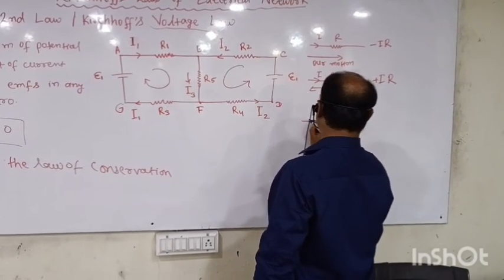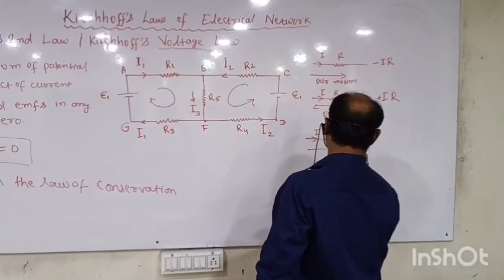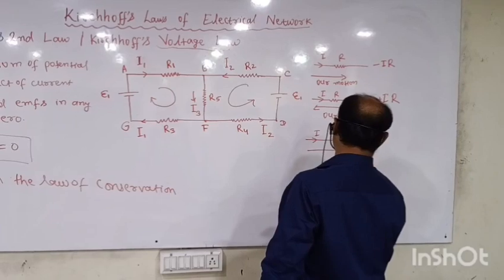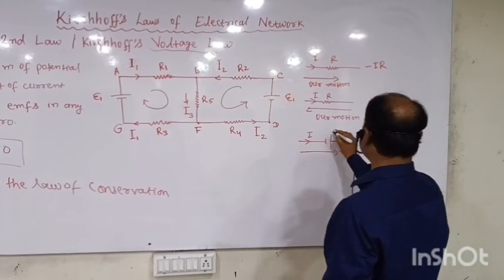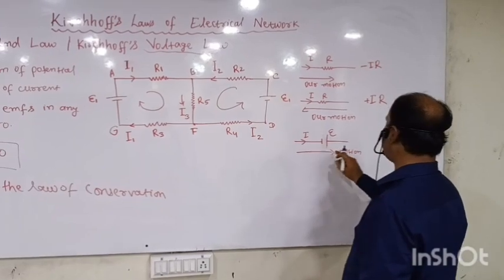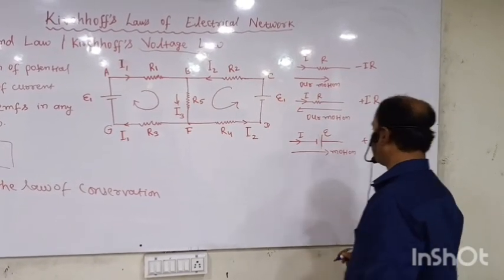is the sign, current flowing in this direction and our motion is in this direction. We are moving in circuit in this direction. Then we have to suppose that this is E. Then we have to take sign minus to plus. That is, we have to take its sign plus E.